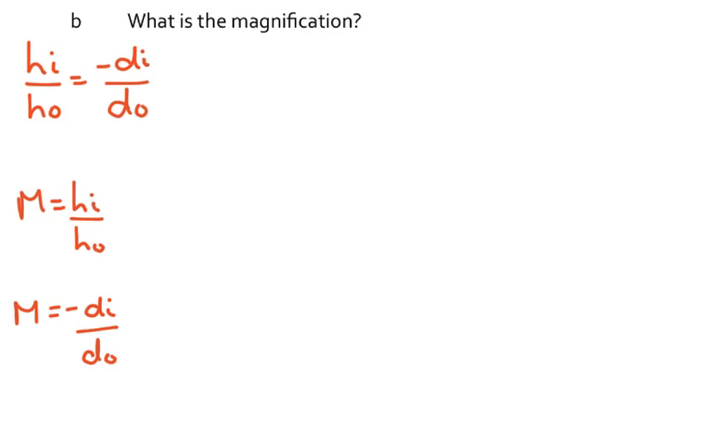Depending on the information that we're given and what we have, we do not have HI or HO, neither one of them, so this equation would not be a good one to use. We had DO given to us, and in part A we calculated DI, so this one would be the one that I would go with. So m equals negative DI over DO.